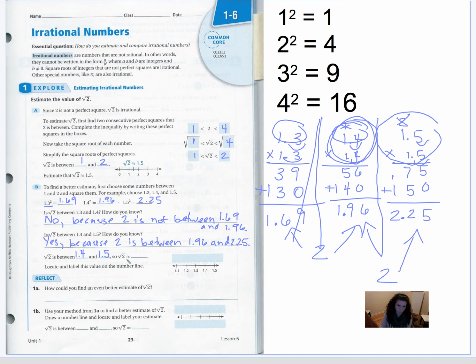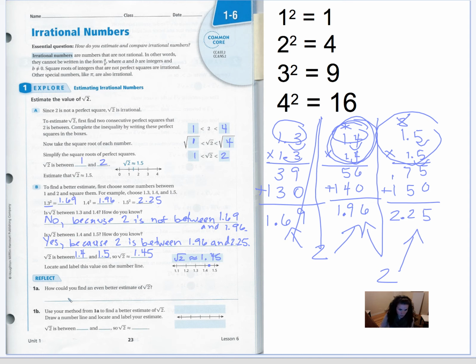So the square root of 2, right now, we don't know any more specifics, so we'll say it's about 1.45, which would be halfway in between these two numbers. So halfway between 1.4 and 1.5 would be right about here. So I'll put that the square root of 2 is approximately 1.45.